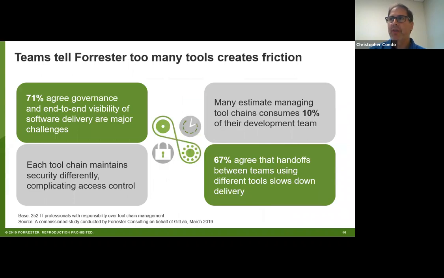Here's what's going on, though. Here's some of the factors that people are telling us, and this is sort of combined with some of the research that we've been doing with GitLab, and it's really been eye-opening. 71% of the people that we surveyed agree governance and end-to-end visibility of software delivery are major challenges.